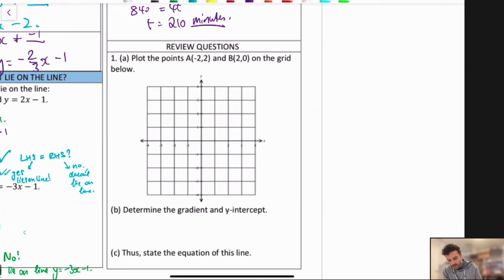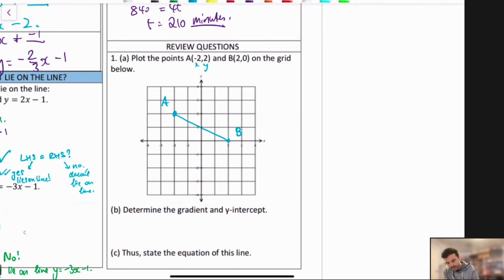Here we go. Plot the points A (-2, 2) and B (2, 0) on the grid below. There's A, -2, 2. Remember x, y, so -2 and up 2. And B is (2, 0), which you know is an x-intercept. Next, we draw a line between those, like that. Determine the gradient and y-intercept.